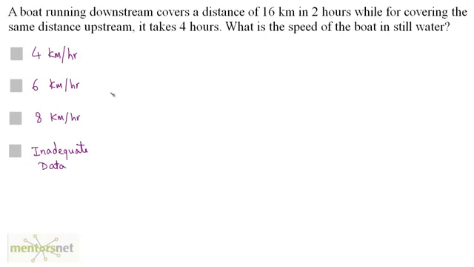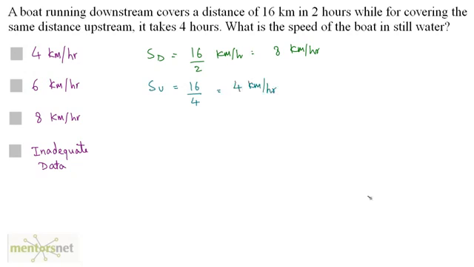A boat running downstream covers a distance of 16 kilometers in 2 hours, while for covering the same distance upstream it takes 4 hours. What is the speed of the boat in still water? So the boat running downstream covers a distance in 2 hours. So the downstream speed is equal to 16 by 2 kilometers per hour, and that's 8 kilometers per hour. Now, while covering the same distance upstream, it takes 4 hours. So we can calculate the upstream speed, that's 16 kilometers by 4 hours, and that is equal to 4 kilometers per hour.